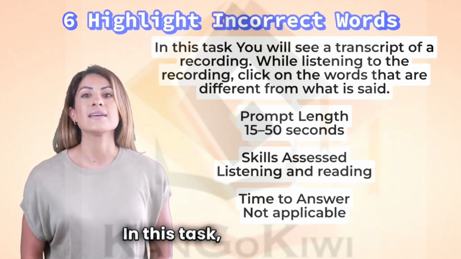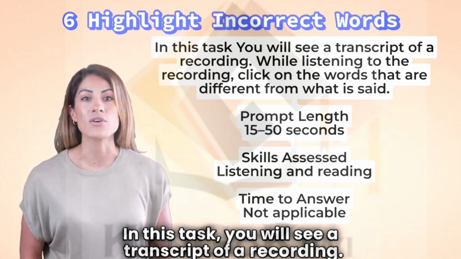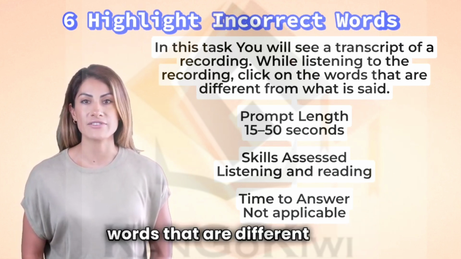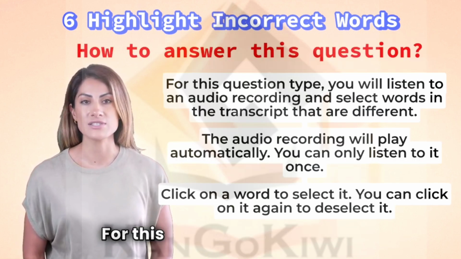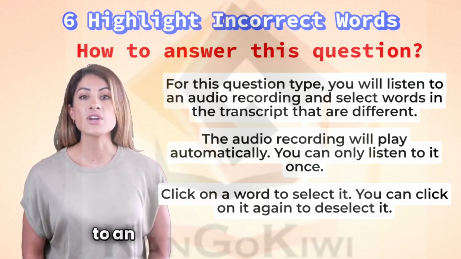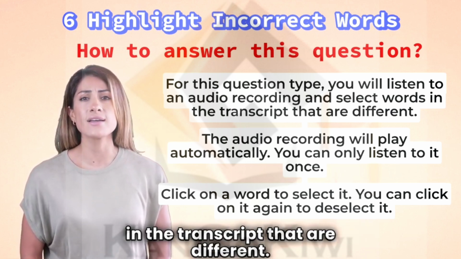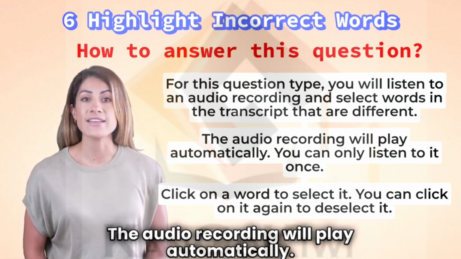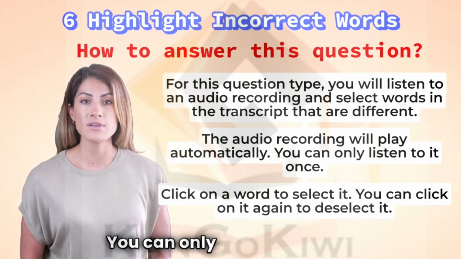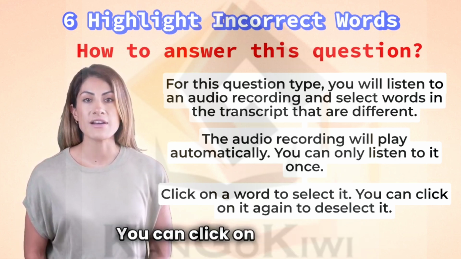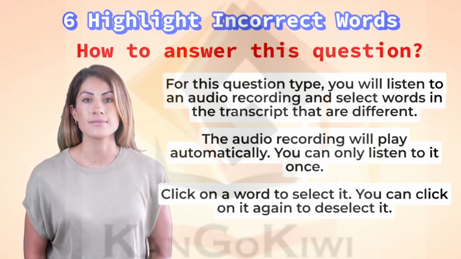In this task, you will see a transcript of a recording. While listening to the recording, click on the words that are different from what is said. For this question type, you will listen to an audio recording and select words in the transcript that are different. The audio recording will play automatically. You can only listen to it once. Click on a word to select it. You can click on it again to deselect it.